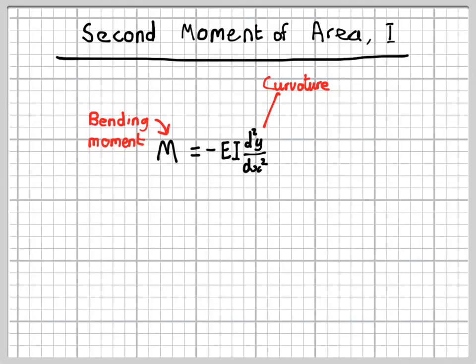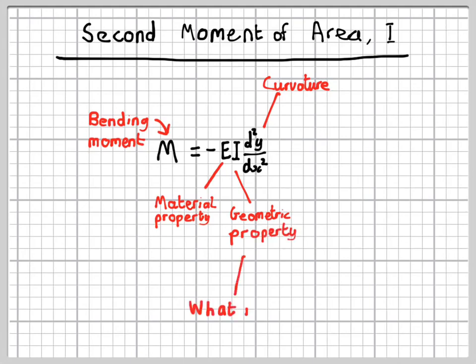it occurs a lot. What it says is that the bending moment is proportional to the curvature of a beam with two constants of proportionality. The first one is E, the material property, or Young's modulus, which is straightforward. And the second one is a geometric property, or I, the second moment of area, which is what we're interested in here. I is a property of the cross-section of the beam.